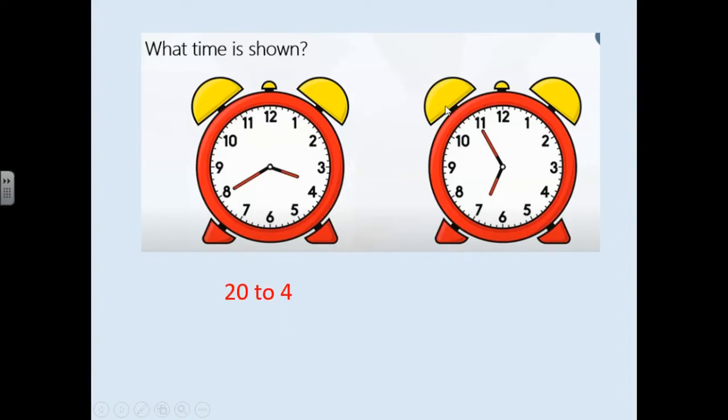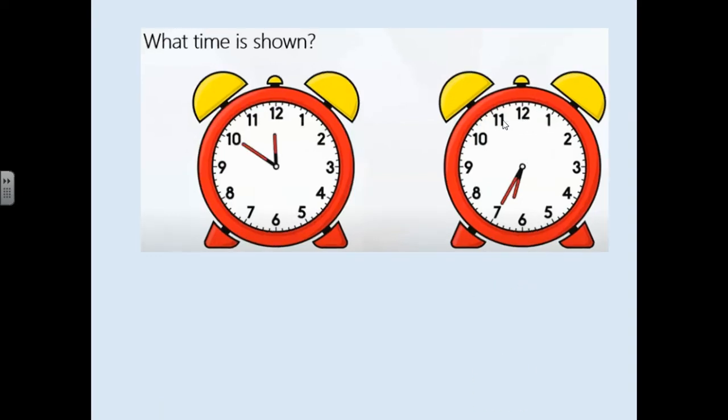But let's look at this clock here. Now we need to see that the hour hand is just before 7. So we need to find out how many minutes are left to 7 o'clock. So let's look at this hand and see how many minutes are left to 7 o'clock. So it's 5 minutes to 7, or 5 to 7.